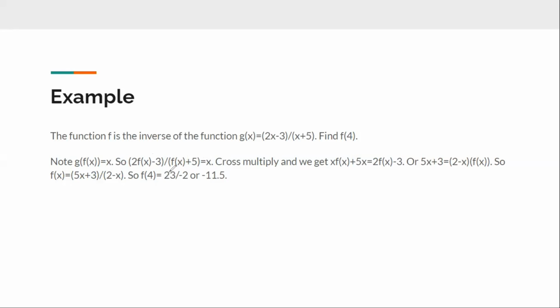You can cross multiply. You multiply f of x plus 5 to both sides. You're going to get x times f of x plus 5x is equal to 2 f of x minus 3. If you subtract x f of x from both sides and add 3 to both sides, you're going to get 5x plus 3 is equal to 2 minus x times f of x. So now we know f of x is equal to 5x plus 3 over 2 minus x. Now it's pretty straightforward. We want to find f of 4. Just plug 4 into here, and you're going to get negative 11.5.